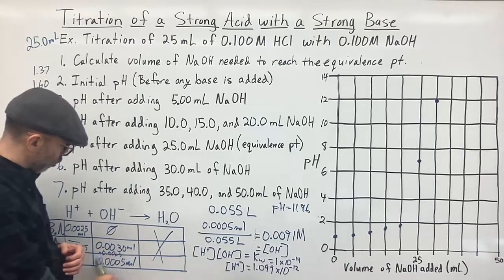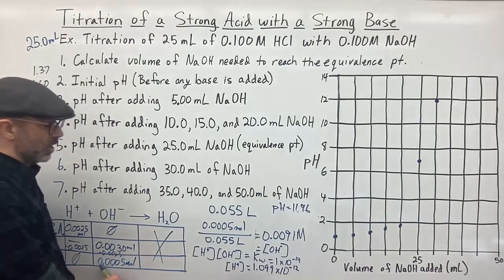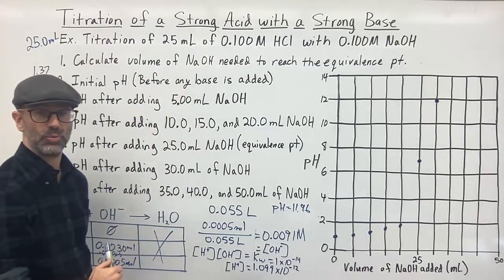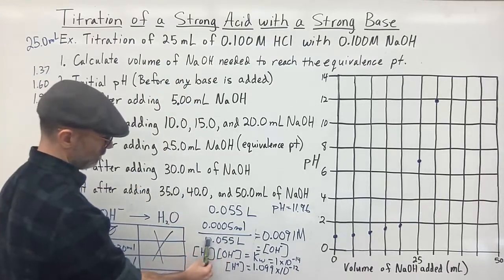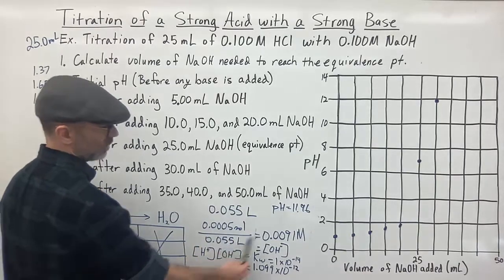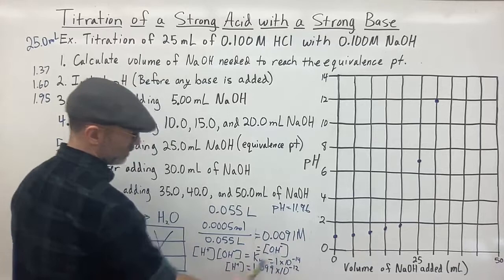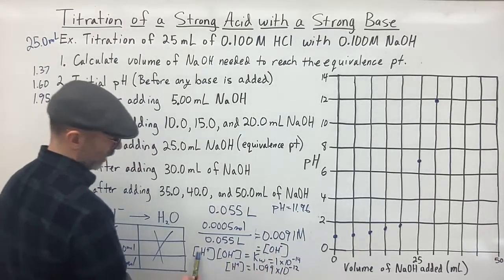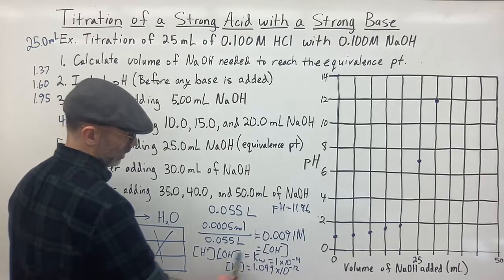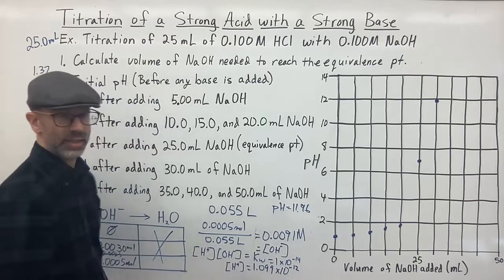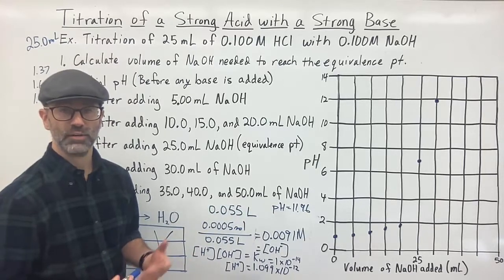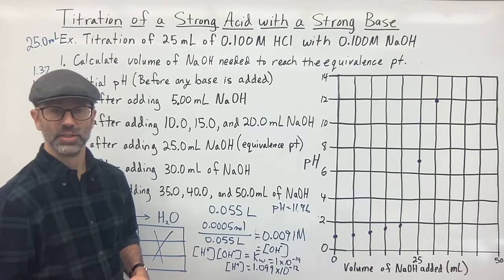So whatever moles you have of your OH minus here, you're going to divide that by the new volume. If it's 35 milliliters, then your total volume will be 60. So just like we did here, instead of 55, whatever this moles is going to be divided by 60. You find the molarity of your OH minus. Use this to find the H plus. You know that the H plus concentration multiplied by the hydroxide concentration is equal to Kw. And then you can find the H plus concentration. And then from there, the pH is equal to the negative log of the H plus concentration you find.